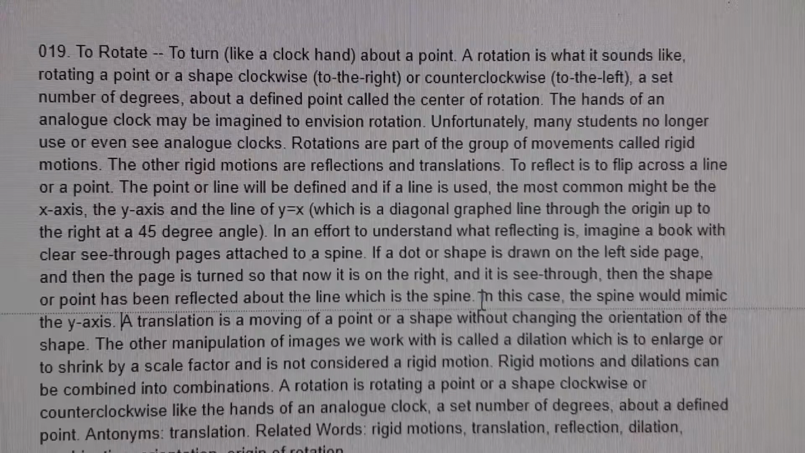To reflect is to flip across a line or a point. The point or line will be defined, and if a line is used, the most common might be the x-axis, the y-axis, and the line of y equals x (which is a diagonal graphed line through the origin up to the right at a 45-degree angle).